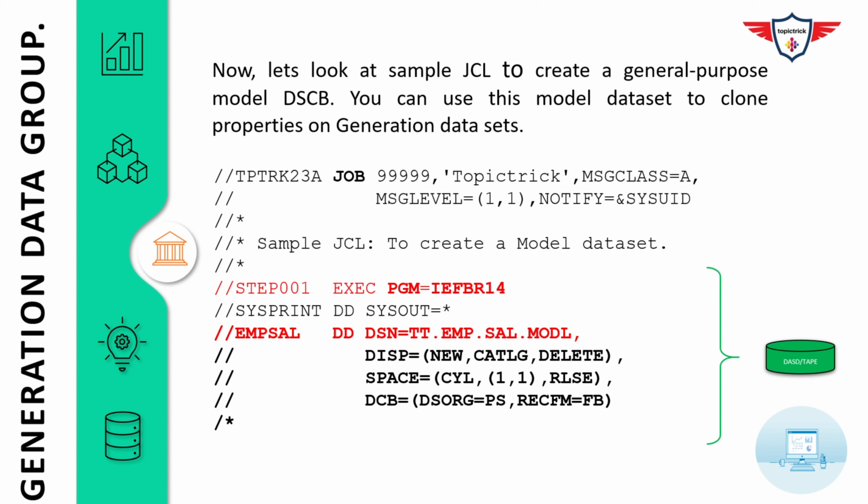So you're not required to remember all these properties again and again, and if you want, you can just specify these properties when you are creating a generation dataset within the GDG base. So EMP SAL is my model dataset, that is tt.emp.sal.model. I've used the disposition as new catalog and delete. Then I've specified the space and DCB parameter. So in case you want to override or change the value of any of these parameters while creating a generation dataset, then you can very well do that.